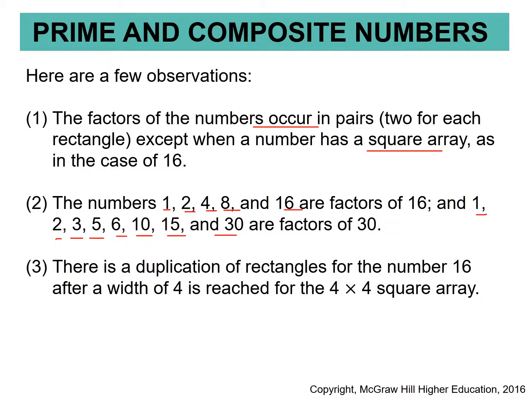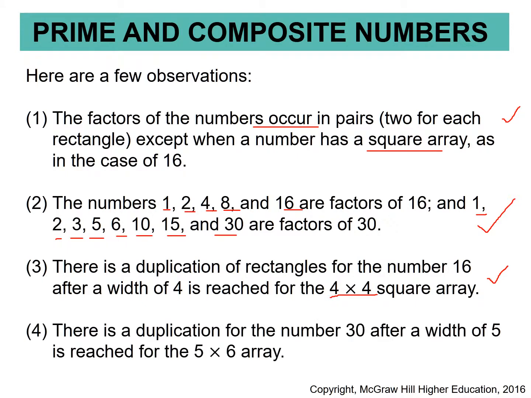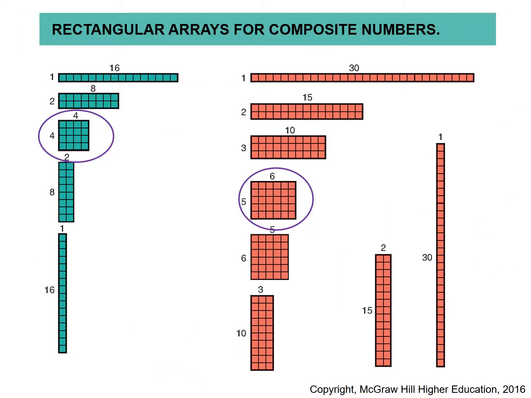And then the third observation is that we know that the factors are occurring in pairs. We can see what the factors are by looking at the side lengths. And then we can see that after we get to a certain point, we start duplicating the same factors again. This happens at the square array for 16. And for 30, it happened when we got to the 5 by 6 array, that when I pivoted it, I just got the 6 by 5 array. So again, right here was the pivot point.